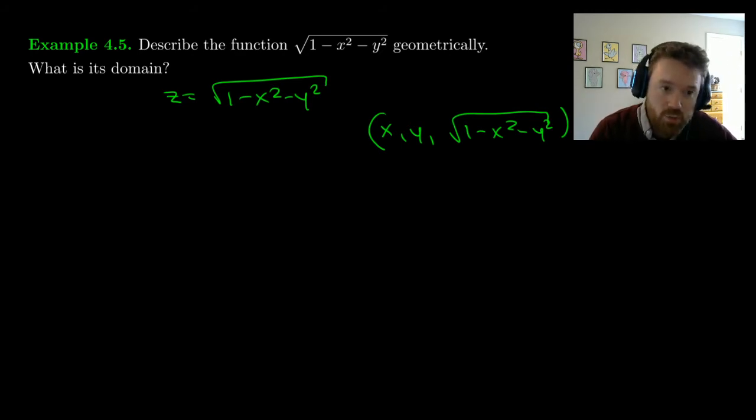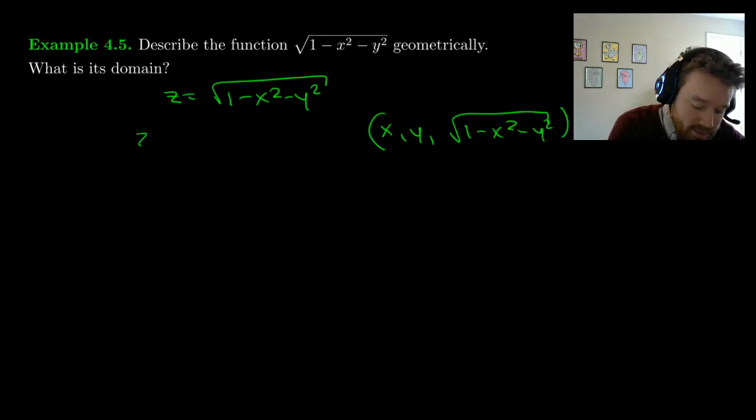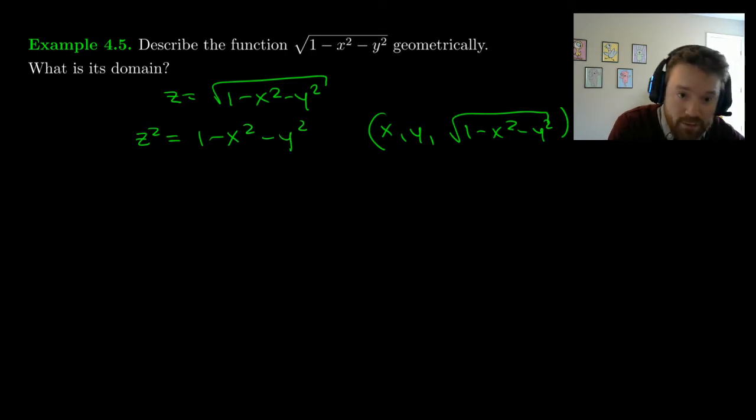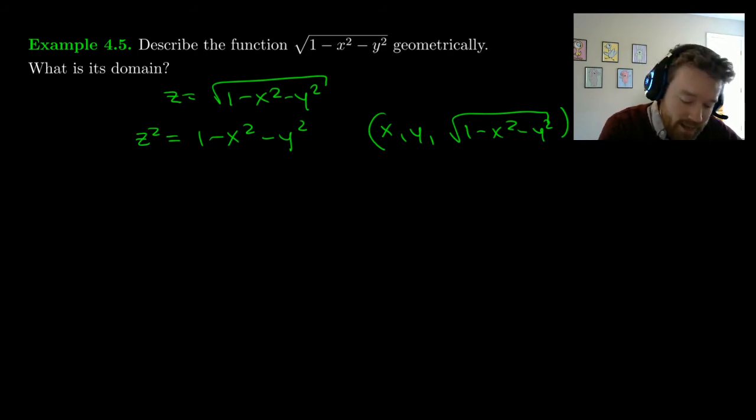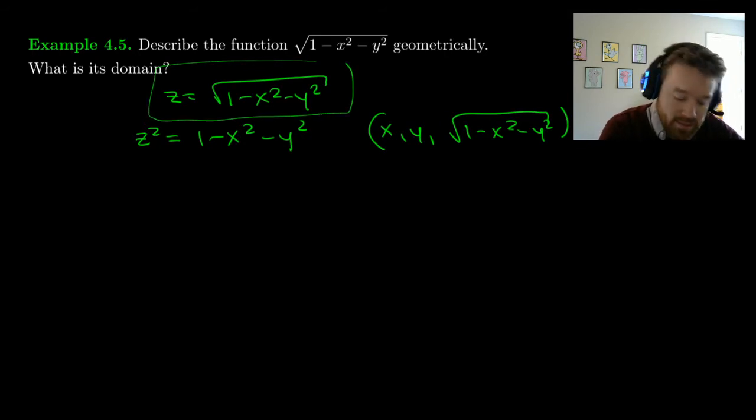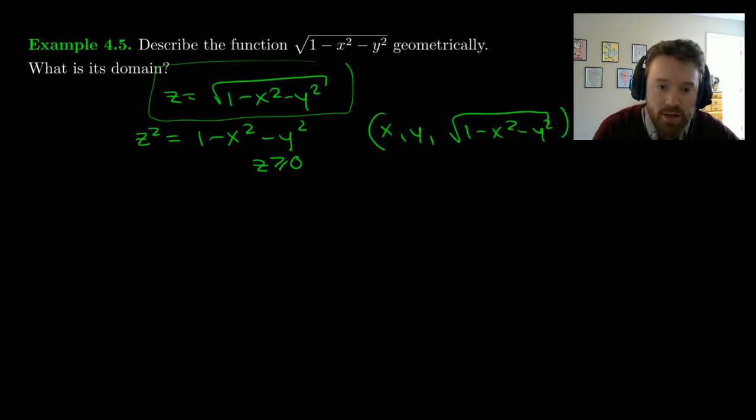If z is the square root of 1 minus x squared minus y squared, then that means that z squared is equal to 1 minus x squared minus y squared. Now we have to be a little bit careful because we've lost some information here. In this expression that I've just written down, z is allowed to be negative. But remember, if I started with z being the square root of something, z should be positive. So this is the function that I'm looking at. Z squared equals 1 minus x squared minus y squared, z greater than or equal to 0.